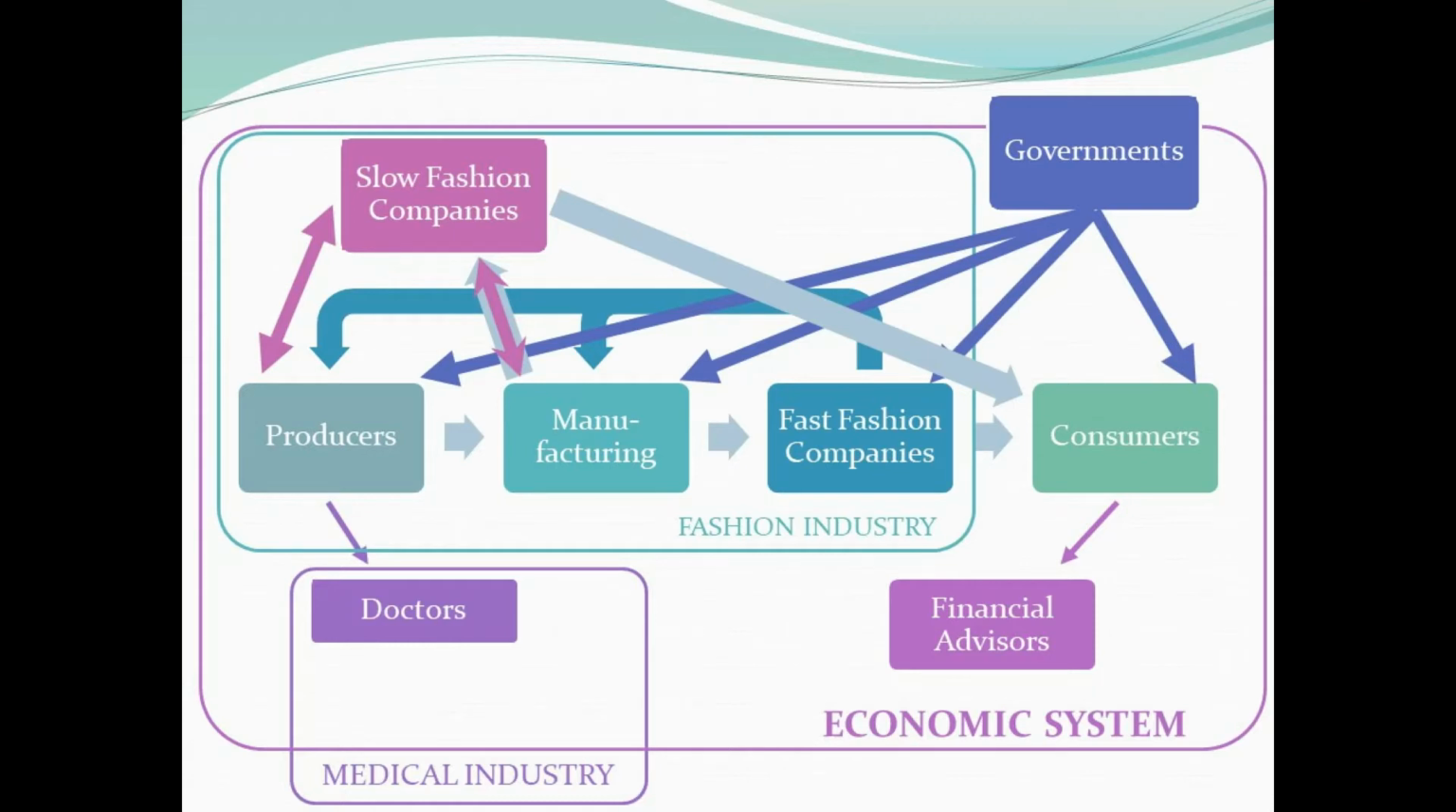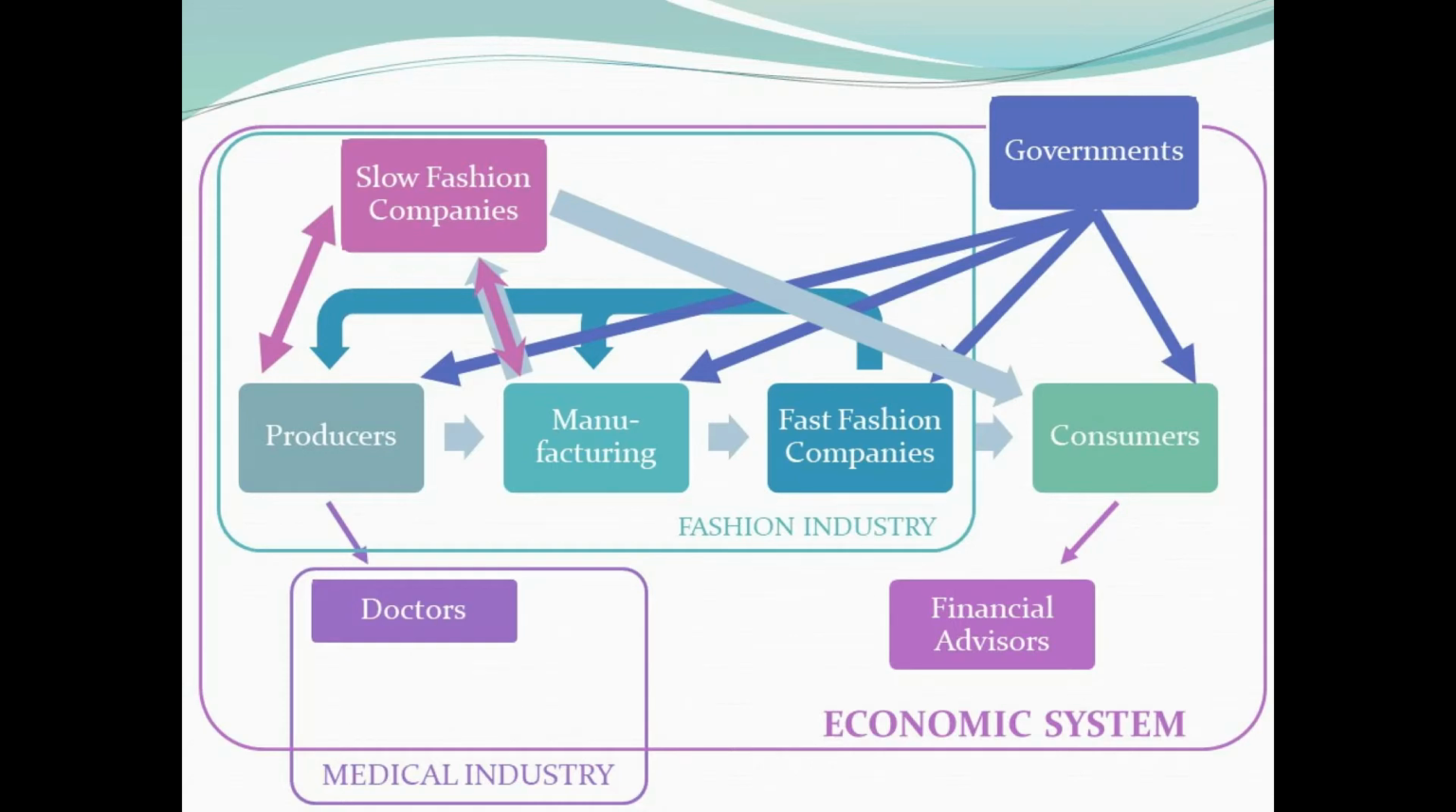Those producers are still sending their products to the manufacturers, who in turn send them to the new slow fashion companies. And you'll see here that we don't only have products going in one direction, but we also have communication flowing, and that communication flows in two directions. Finally, those slow fashion companies are sending out their products to consumers, acting as competition for the fast fashion companies. So now we have a new part of the fashion industry, which is why our fashion industry has grown.